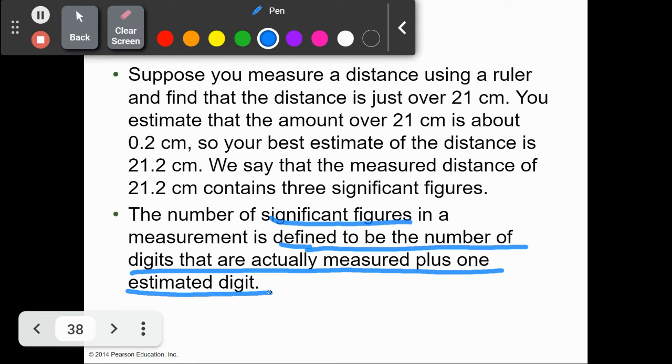So the digits that you're sure of plus the last one that you're kind of like, it's somewhere in there. Okay, so that last digit that you're uncertain about, that's the last significant digit you have. Now, I said in math, we don't ever do these, or you may do them, but they're just not as big a deal because we're not always doing a measurement. In science, we're actually doing measurements, so it becomes important.